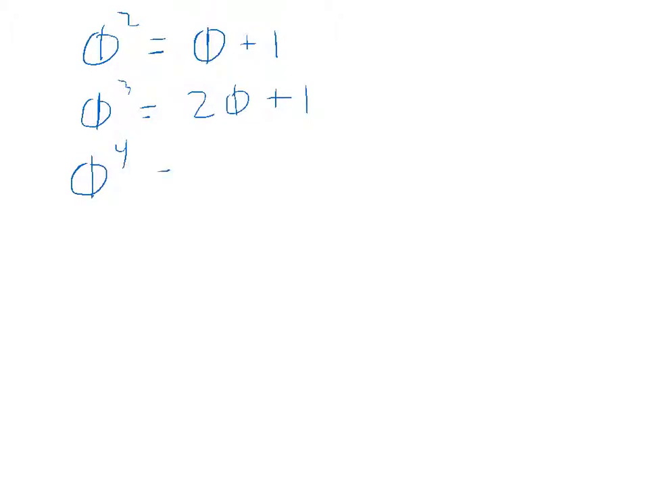Okay, let's summarize what we have again. Phi squared is phi plus 1. And phi cubed is 2 phi plus 1. And now I have phi to the fourth, which is 3 phi plus 2. So now I'm going to try to calculate phi to the fifth. Phi to the fifth would be phi to the fourth times phi, just using properties of exponents. And phi to the fourth, I just calculated, was 3 phi plus 2.